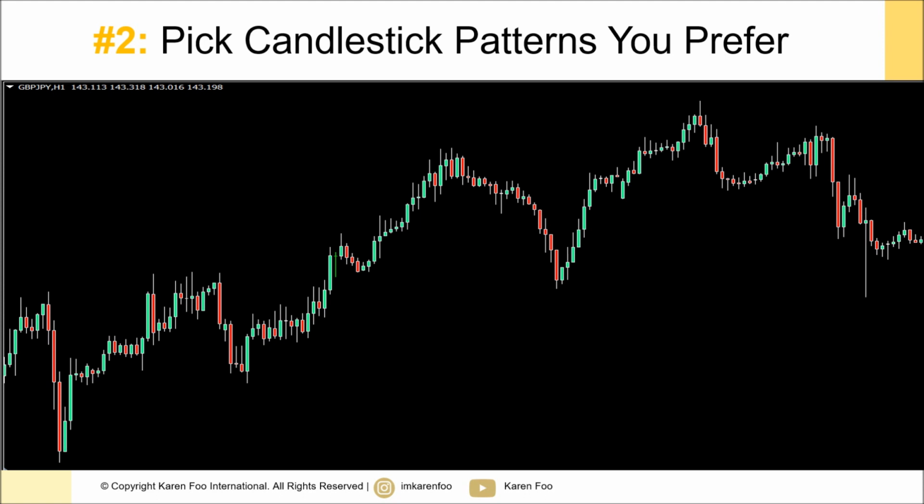But of course, with that said, there's no harm in learning everything, applying everything. But as a start, don't get too overwhelmed by the fact that you need to learn everything. Just learn one by one. So candlesticks, you can pick a few or you can pick everything. That's up to you. How about your moving averages, trend line, and also support resistance?